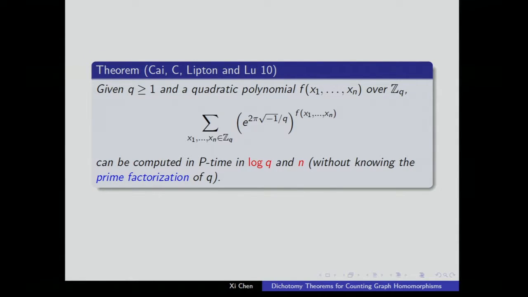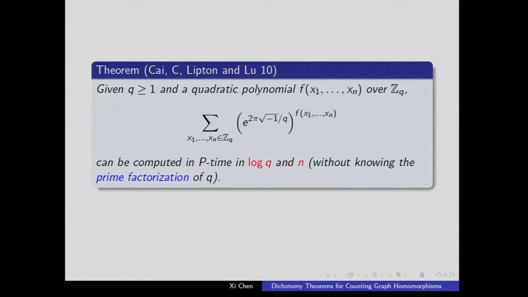Okay, so minus 1 is replaced by a q-th root of unity, and the exponent is again a quadratic polynomial over x1 through xn. And it can be computed in polynomial time even if q is given as part of the input, so encoded in binary, and even if we're not given the prime factorization of q.